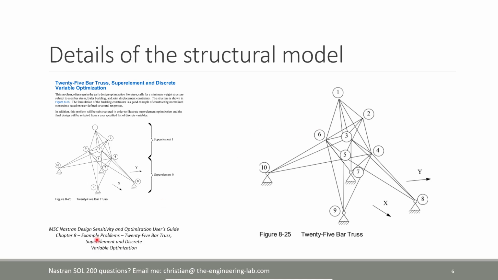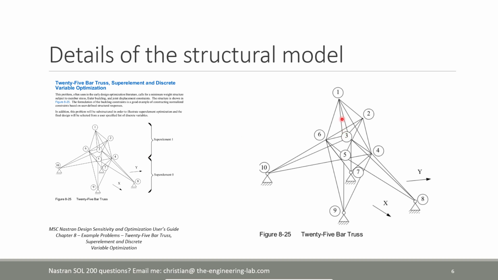Now, this example can be found in the Nastran Design Sensitivity and Optimization User's Guide in Chapter 8. This example is called the 25-bar truss example. I definitely refer you to this document if you want to understand every detail of this example.